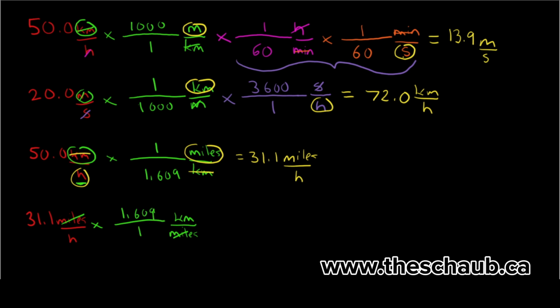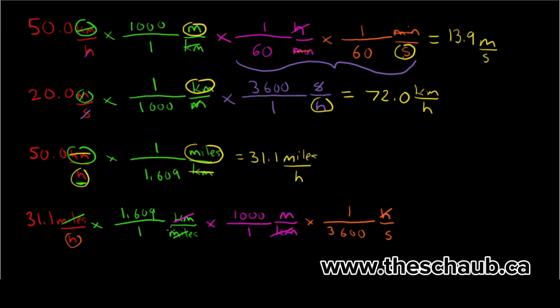Next, we need to convert from kilometers to meters, so we use a conversion factor with kilometers on the bottom and meters on top. There's 1,000 meters in 1 kilometer, and our kilometers on the top cancels with our kilometers on the bottom. Lastly, we want to convert the time from hours to seconds. We're going to do this in one shot again using a conversion factor with hours on top and seconds on the bottom. There's 3,600 seconds in 1 hour.